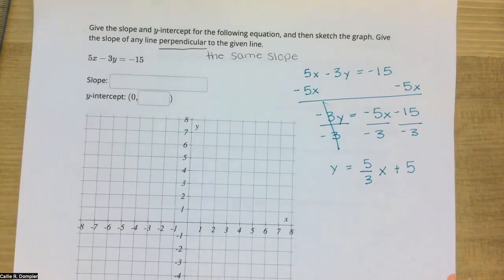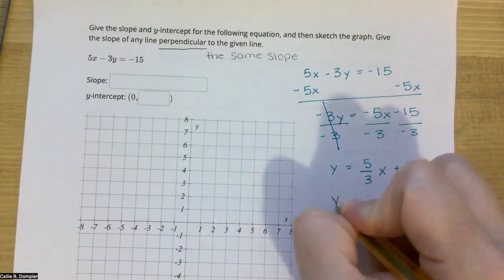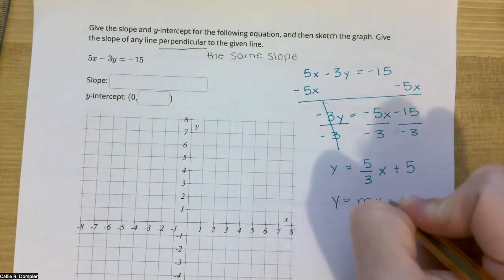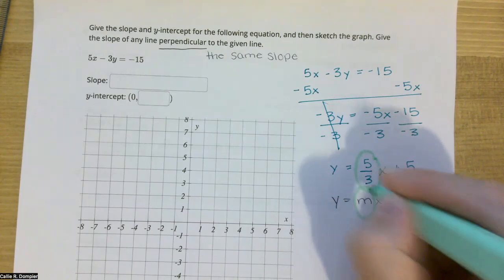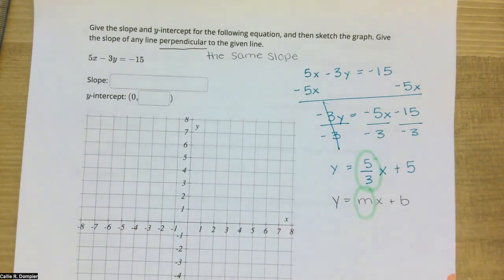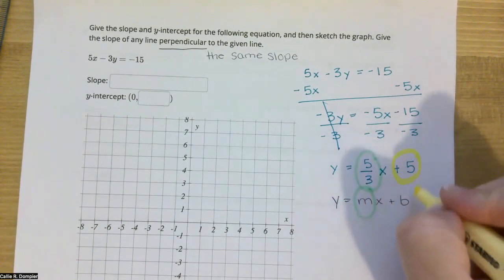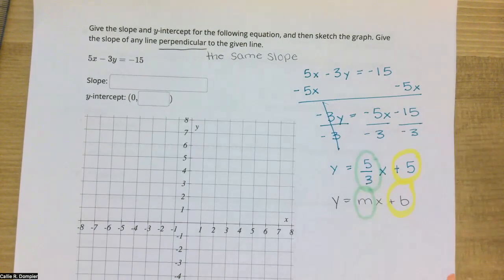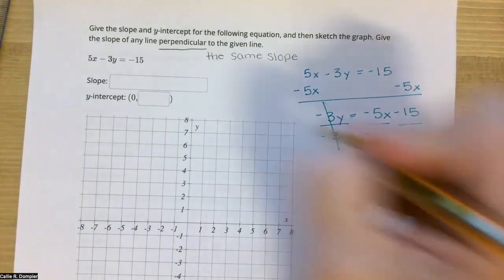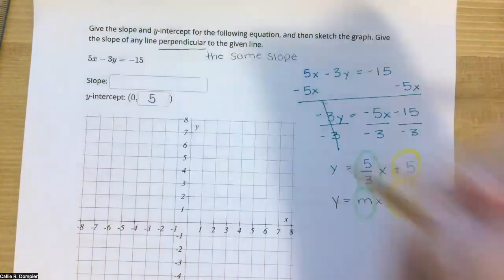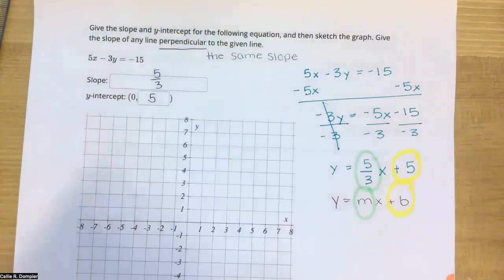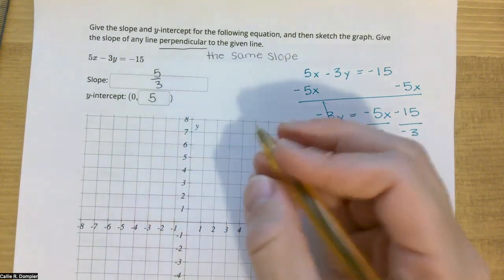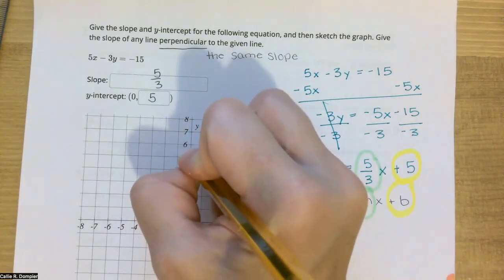The slope then, right? Now we have it in y equals mx plus b, where m is the slope and b is the y-intercept. So that's just going to go right here. It's a positive 5, and the slope is positive 5/3. Good. Sketch the graph. It's going to cross at y equals 5.